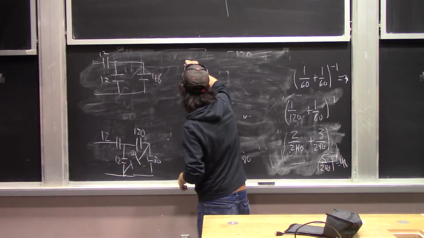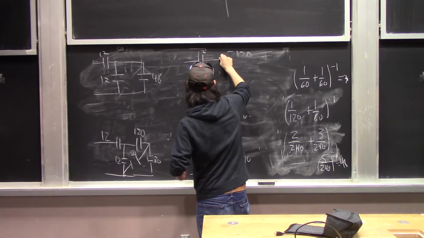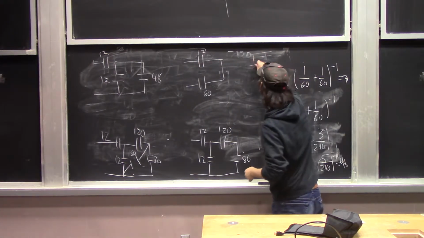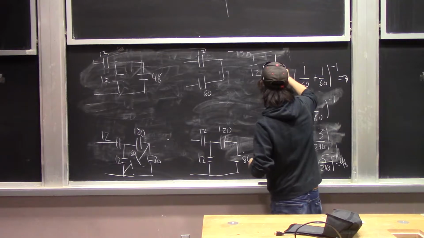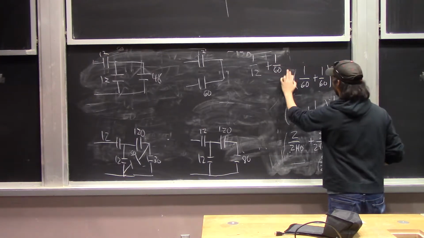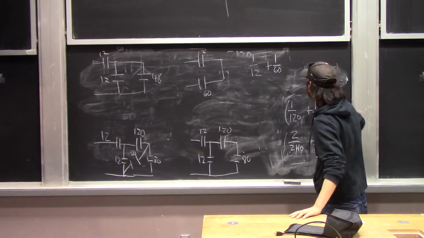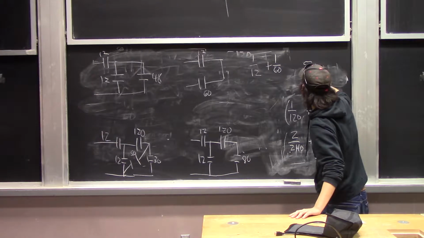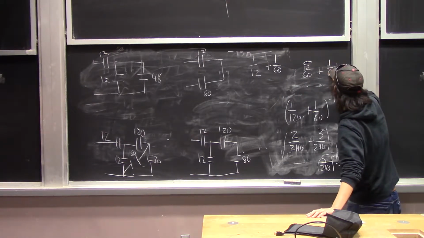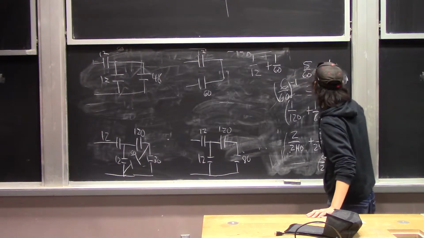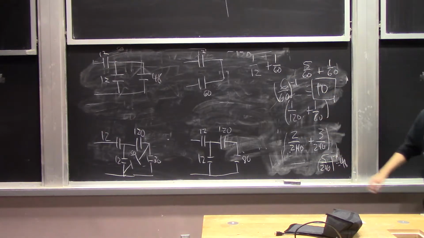So this says this is going to be 12. This is 60. We add these together in series. This is 1 over 12 plus 1 over 60. Common denominator here is 60. If we multiply the first term by 5 over 5, this says that this is going to be 5 over 60 plus 1 over 60 gives us 6 over 60. We invert this, and then we get our final answer, which is just going to be 10. Okay, so the numbers worked out pretty cleanly here.